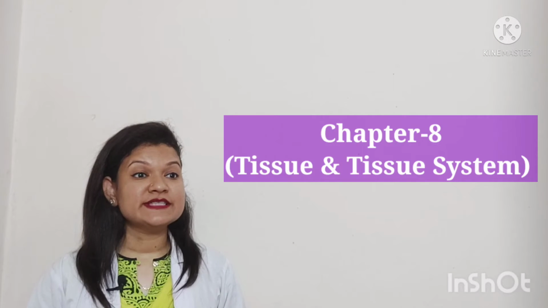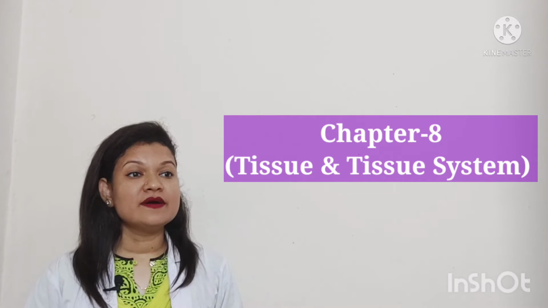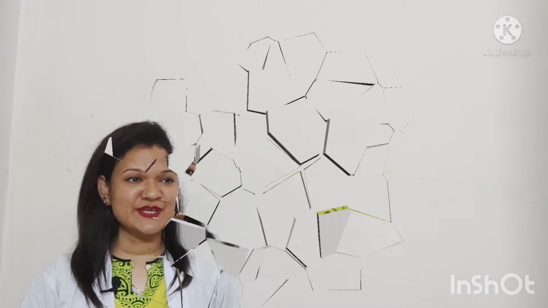Today, I will discuss some MCQ questions from chapter 8, that is tissue and tissue systems. In our previous class, we said that MCQ is of three types: general multiple choice questions, multiple completion based questions, and situation set based questions. So dear students, let's start our today's online class.